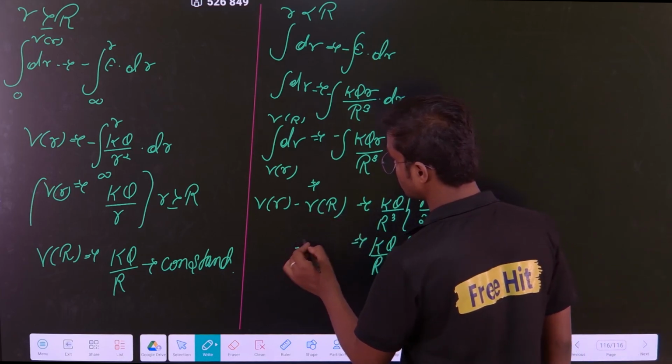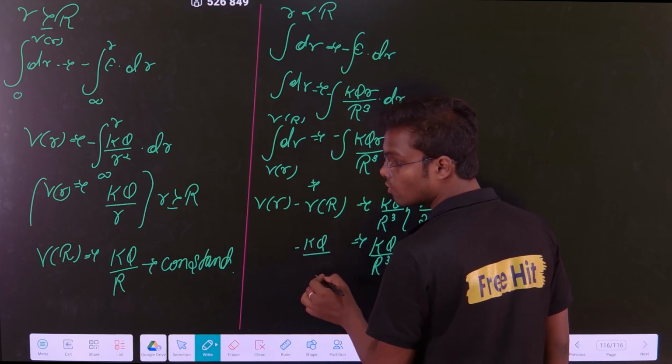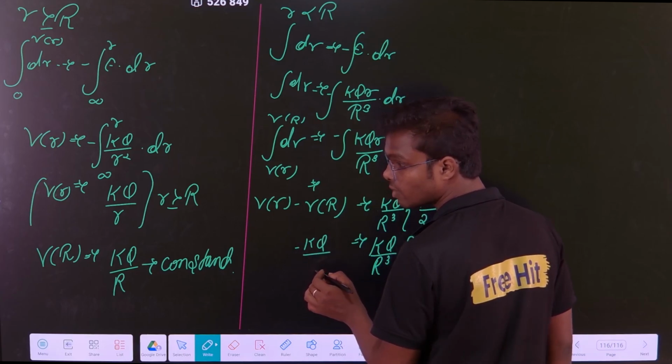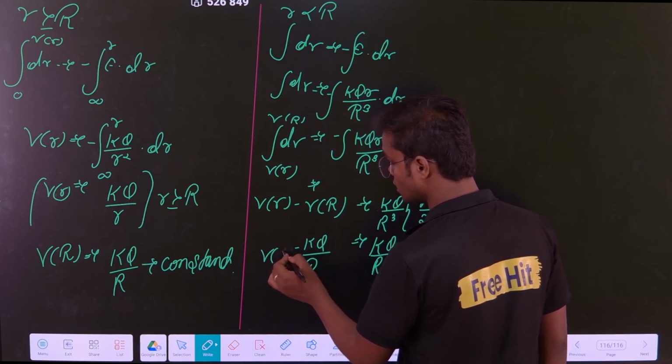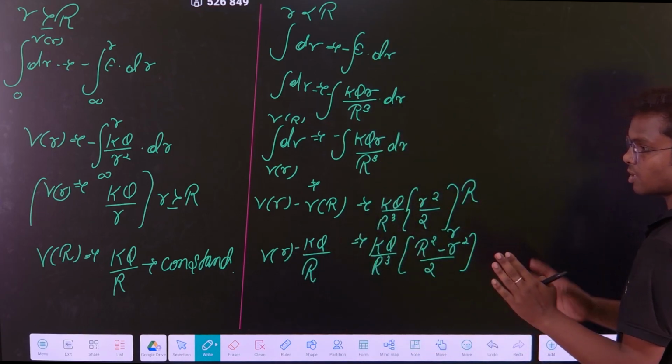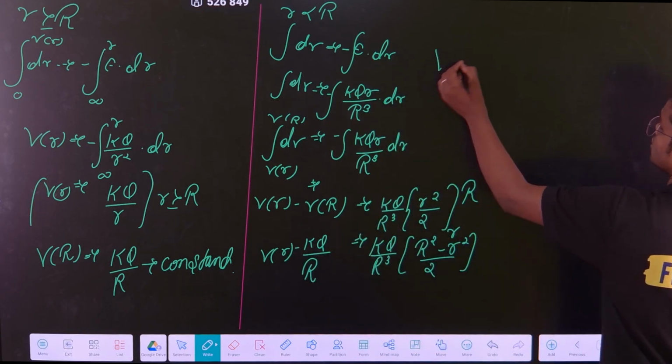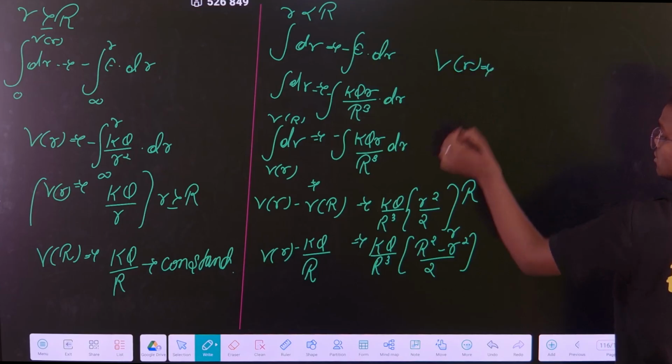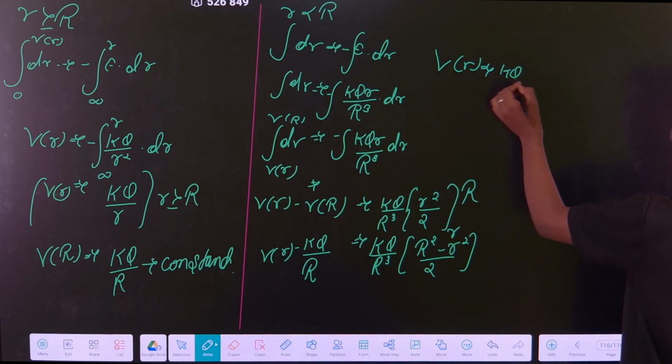Now what is the potential at the surface? That is KQ by R. What is the potential at r? We have to find. This we take common and bring it here. Are you getting my point now? This way we will bring it here. So the potential at r will be equal to how much? This thing is K cube. Let's take R cube inside and 2 outside.